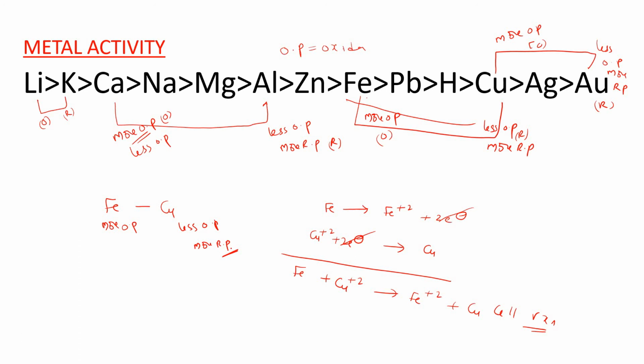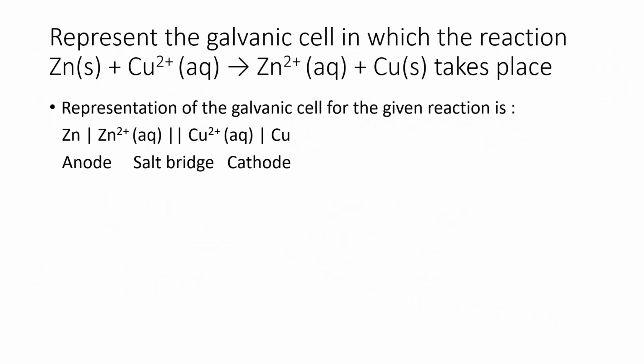Now take one more example to understand better. I am connecting lead and silver. Take this as an assignment. The assignment is to connect zinc and lead. Generally, the oxidation state will be plus 2 only for both. Lead will be plus 2, zinc also plus 2 only. You have to complete this one. This will be the assignment for you for metal activity.